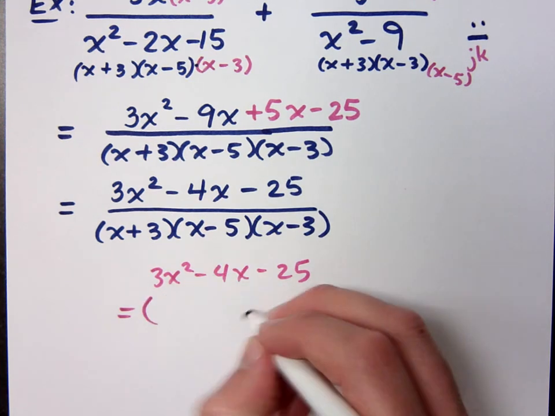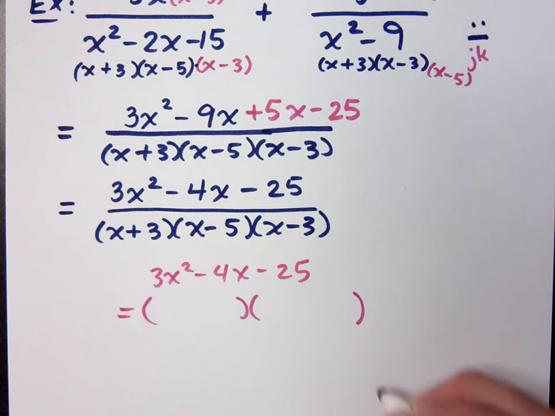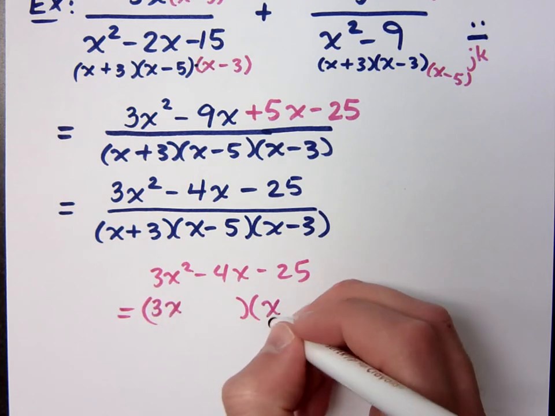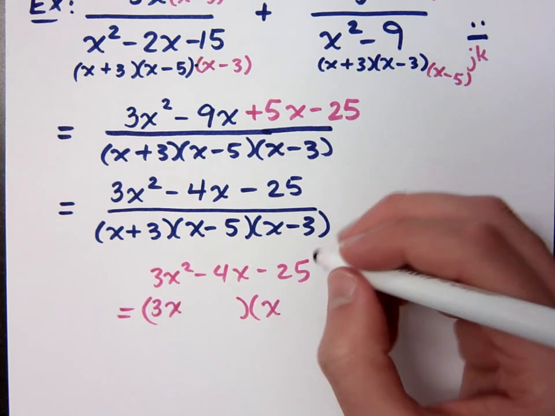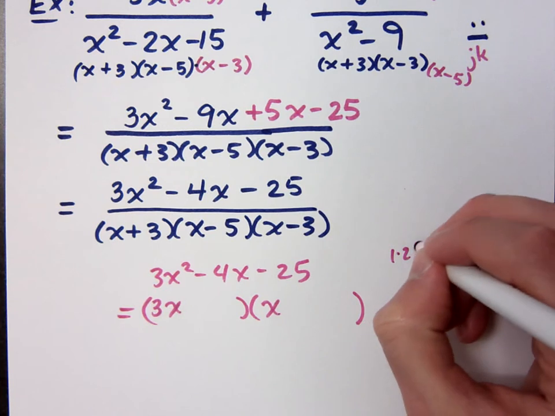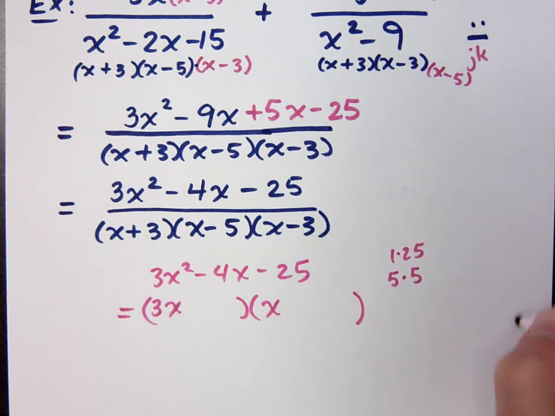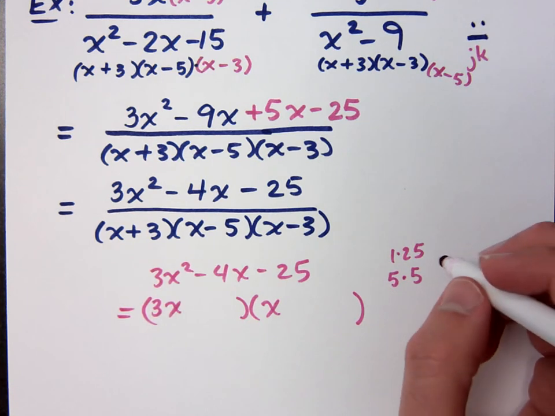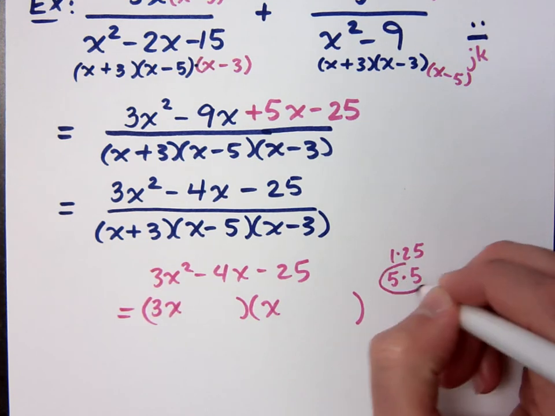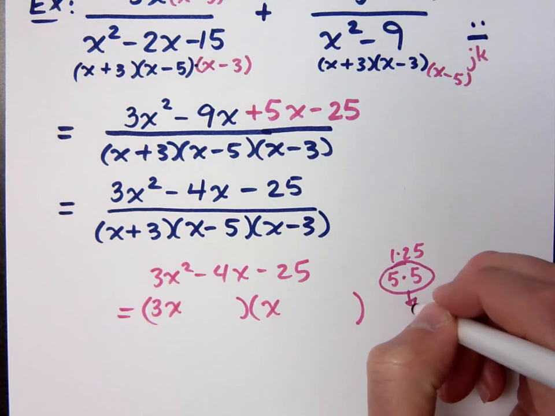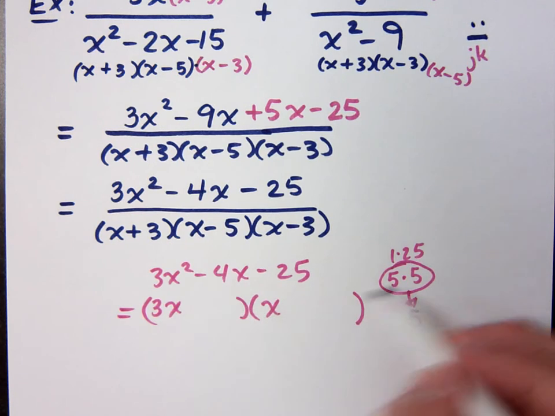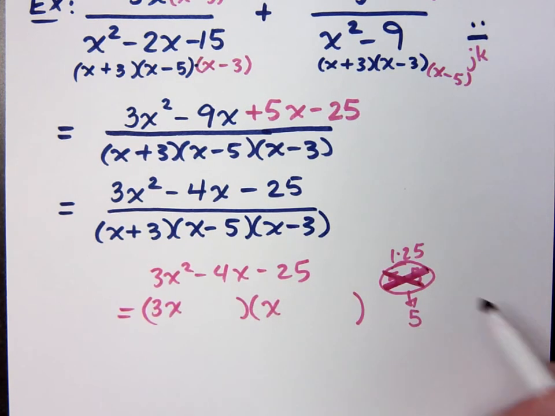It's a trinomial, so I expect it to break down in 2 sets of parentheses. How do you expect 3x squared to break down? 3x and then x. Do you really have a choice on that? No, because 3 is prime. If I look at 25, the factors are 1 and 25 or 5 times 5. You can eliminate 5 times 5, but it will not work. Why not? Because there's a common factor of 5 that does not go into 4. I don't use that at all, so I have to use 1 and 25.